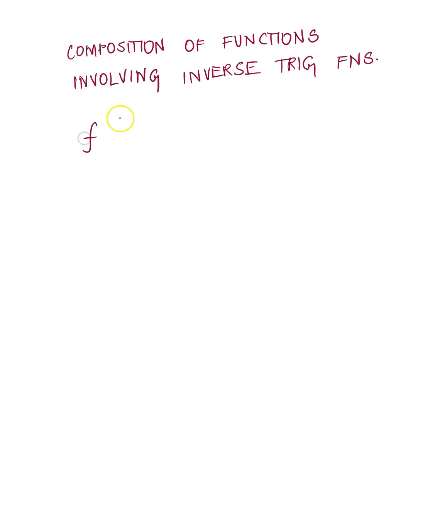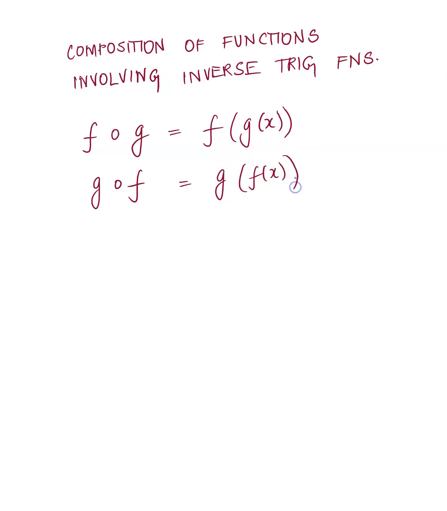We have seen that composition was this f circle g, like circle notation, which was the same as saying f of g of x. You could also do it the other way around, where g circle f means f goes inside g. We've seen from experience in algebra that f circle g need not be the same as g circle f. In most cases, they won't be the same.